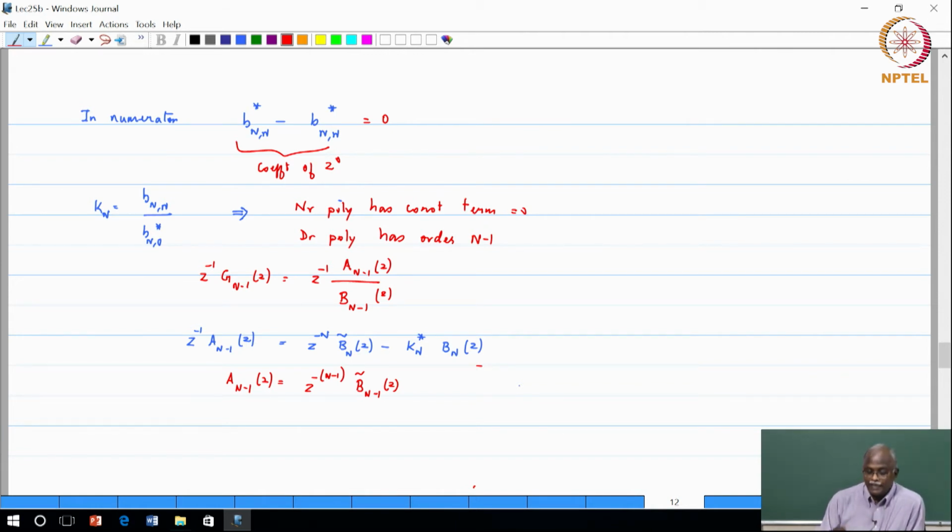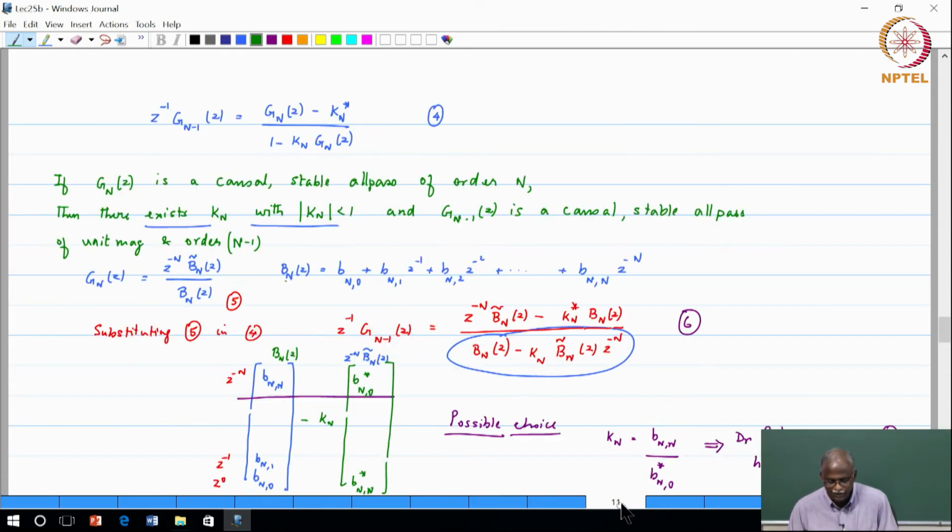If this is the case, then we have the following result. This basically means that Gn minus 1 of z is of the form Bn minus 1 of z, z power minus n minus 1 Bn minus 1 of z tilde. Okay. Let me give you a minute to sort of assimilate that if you want to make any additional notes.